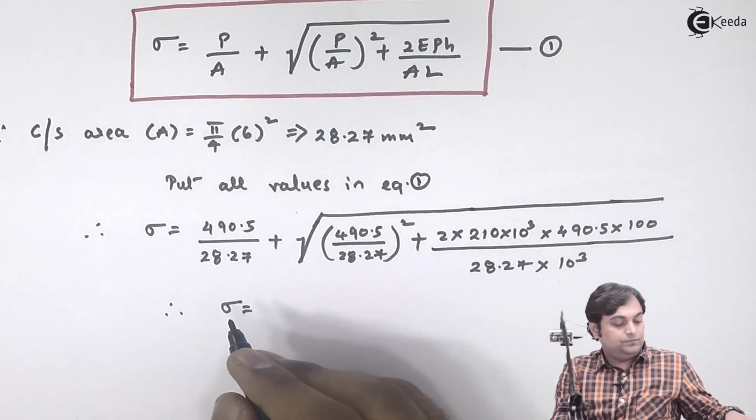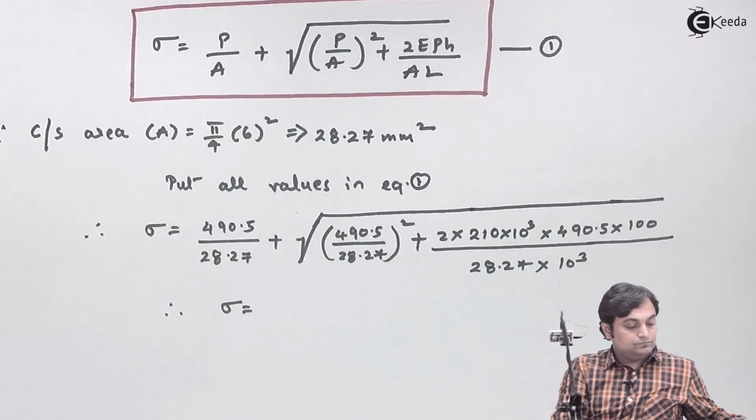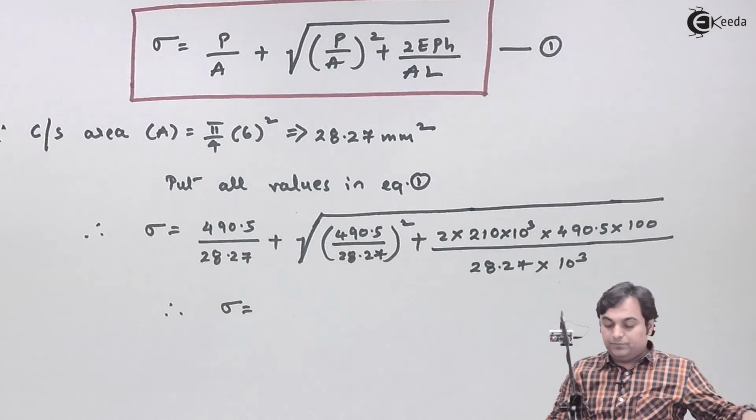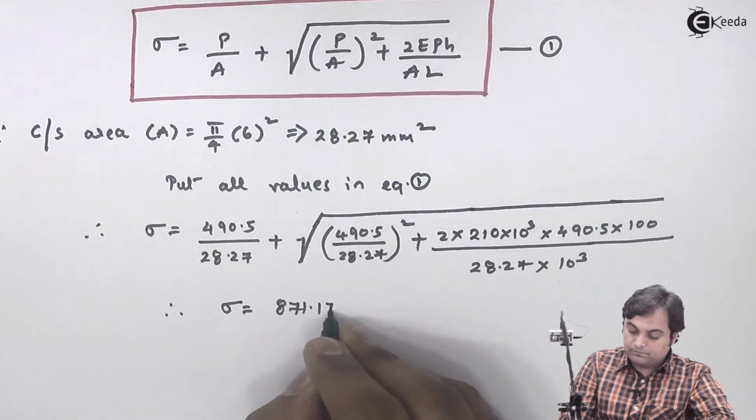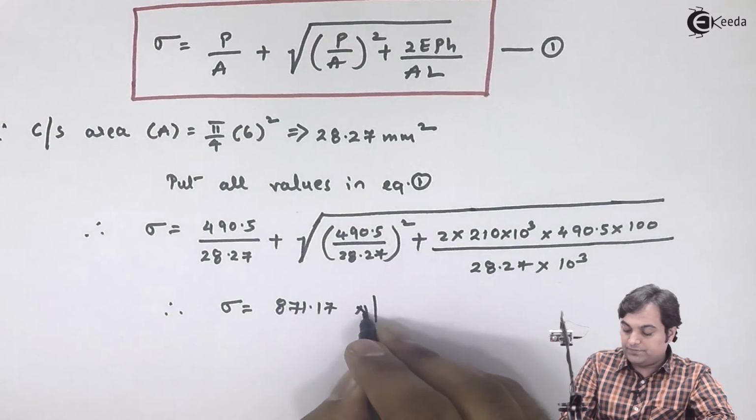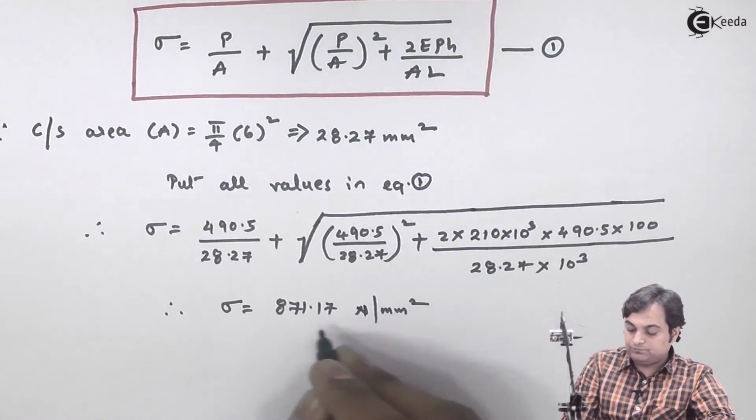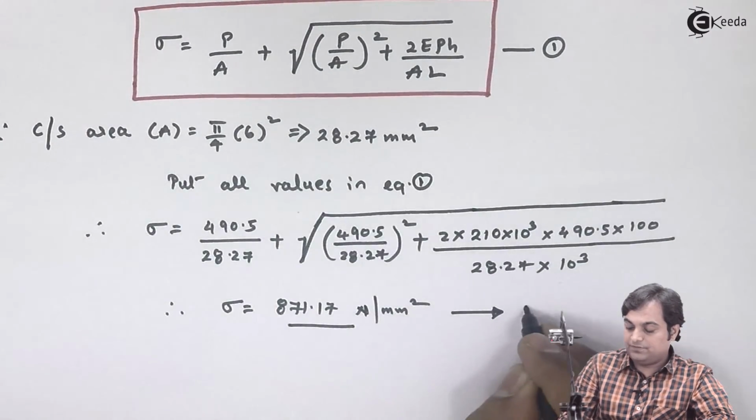Sigma is equal to 871.17 Newton per mm square, our first answer.